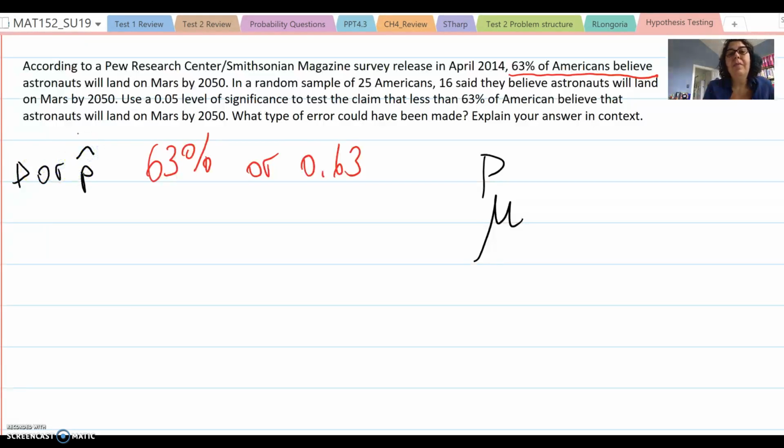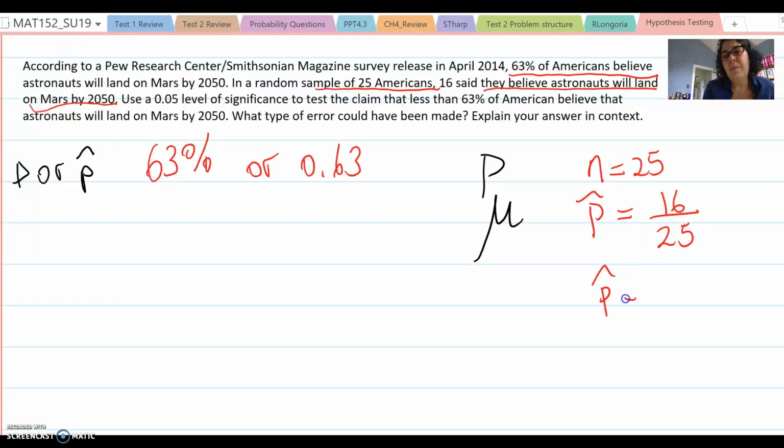Continue. In a random sample of 25 Americans. Oh, okay, good. We do have a sample size of 25. 16 said that they believe astronauts will land on Mars by 2050. So this sentence, they believe that astronauts will land, meets my success criteria. I have the P hat in my head now because 16 out of 25 said so. And then P hat becomes 0.64 if you do that division. So then this number given here to me will be P.